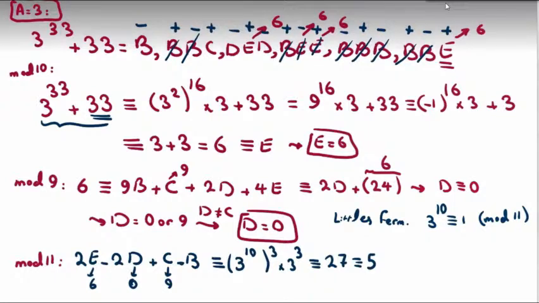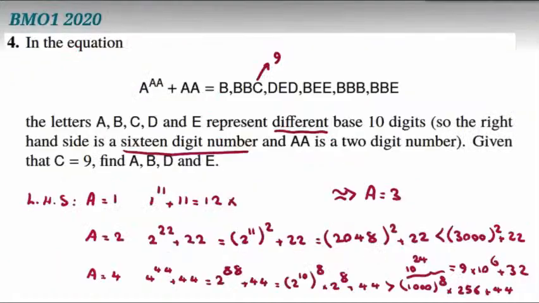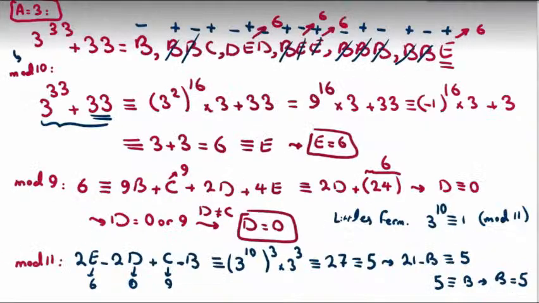And the only thing that is left is to find B. 2 times 6, 12. 12 plus 9, 21. 21 minus B is congruent to 5. So B is congruent to 21 minus 5, 16, which is 5. So B will be 5. Okay, so in this problem, we've considered mod 10, mod 9, mod 11. We considered different mods.